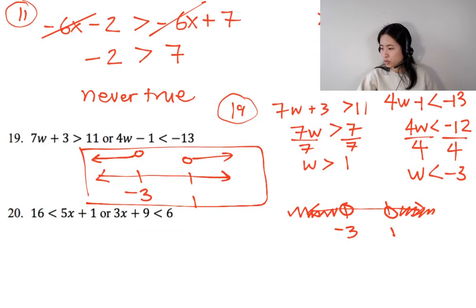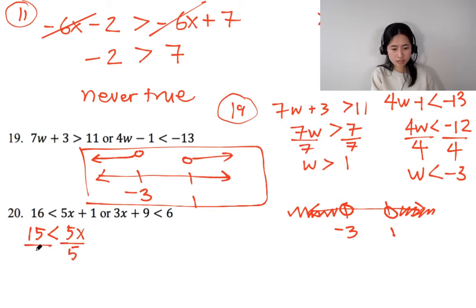Okay, moving on to question 20. So we have 16, and this is less than 5x plus 1. So let's just go ahead and isolate x. So 16 minus 1 would be 15, and this is going to be less than 5x. Dividing both sides by 5, you get 3.